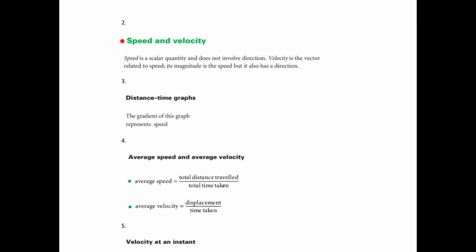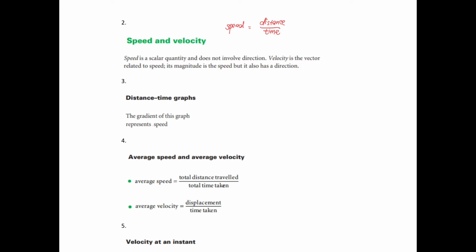Okay, so on this page, we have speed and velocity. Speed is a scalar quantity and does not involve direction. So we have to know the basic concept here. Speed is distance over time. The distance is a scalar quantity, and the time is also a scalar quantity. So that is the formula for speed.